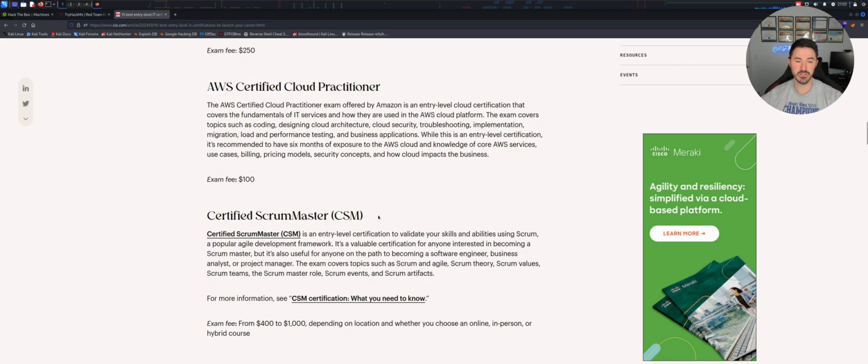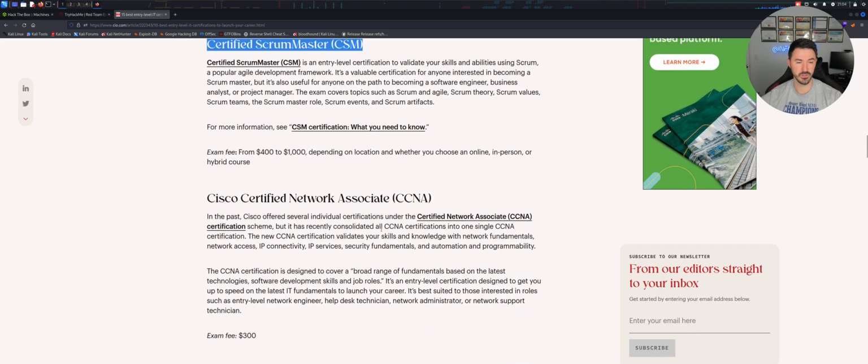Certified Scrum Master, I don't know if this is an entry-level cert. This is if you want to learn project management, and I guess via the agile development framework. I don't know anything about this world, so I never took this. I'm not interested.